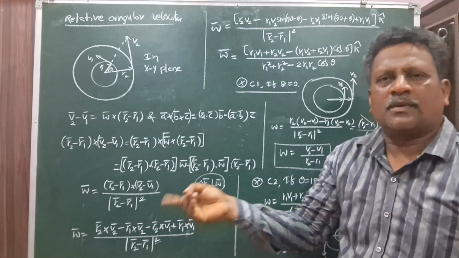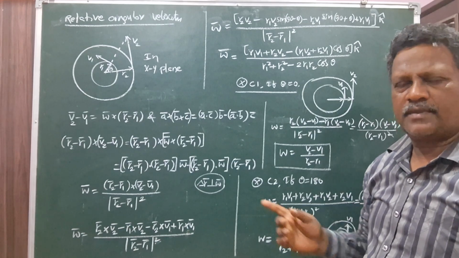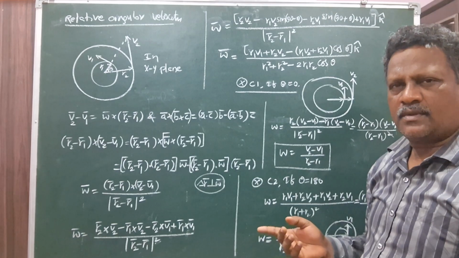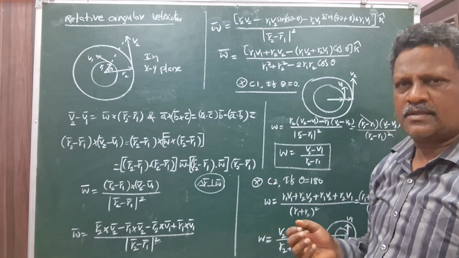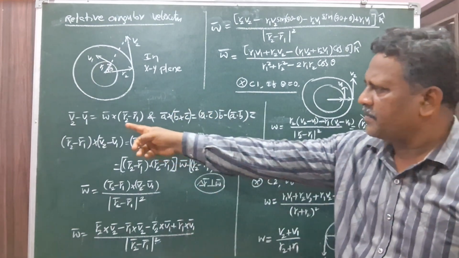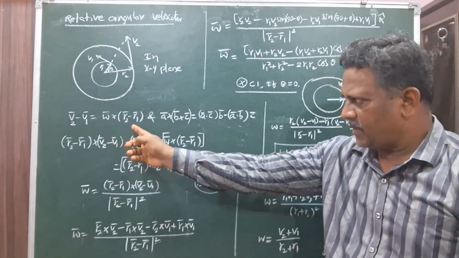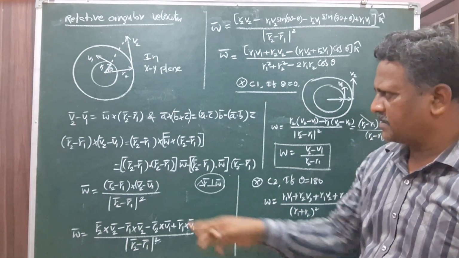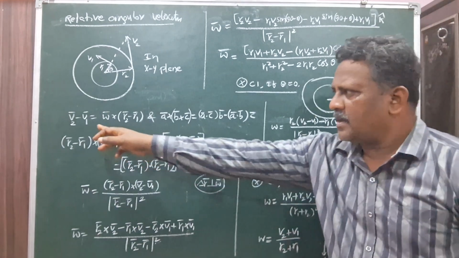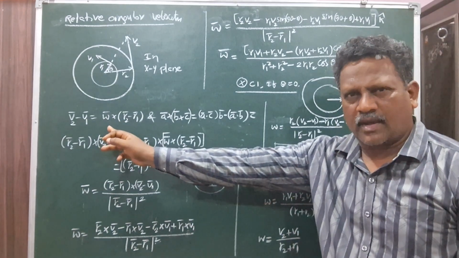Now the problem is, what is the relative angular velocity between these two particles if they are rotating in different circles with different constant speeds? Suppose they are rotating in the xy plane. We know the relation between linear velocity and angular velocity: v2 minus v1 is omega cross r2 minus r1. It is the relative velocity, the relative separation, and the relative angular velocity.